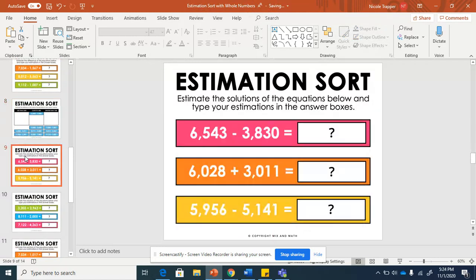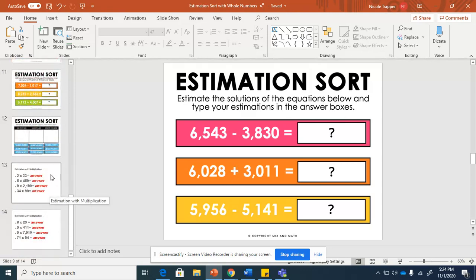These next ones are either subtraction or addition, so I'm not going to model any of these. You guys will be able to do these yourselves. Just make sure you're looking to see if you're finding the difference or the sum. So make sure you're mindful about the operations that you are using for those ones.